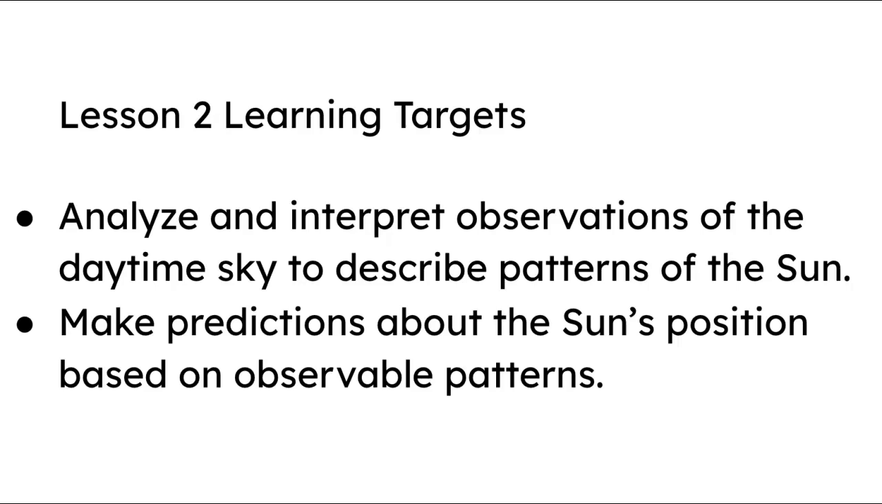By the end of this lesson, students will have analyzed and interpreted observations of the daytime sky to describe patterns of the sun, and made predictions about the sun's position based on observable patterns. In Lesson 3, students will be figuring out how patterns in the daytime sky change during the year.